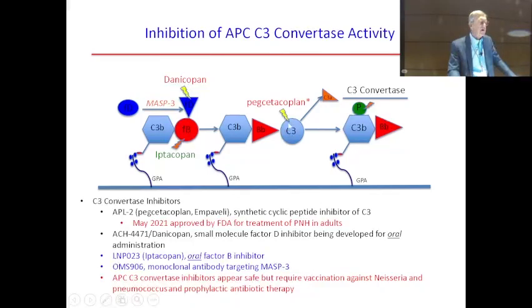Now, C3 is not an enzyme. It actually is the binding site for the enzymatic component of the C3 convertase, here factor B. But by reducing the amount of this protein, you go on to limit formation of the C3 convertase. There are also factor D inhibitors that are in clinical trials, and there's now a second generation factor D inhibitor that's being tested as monotherapy.